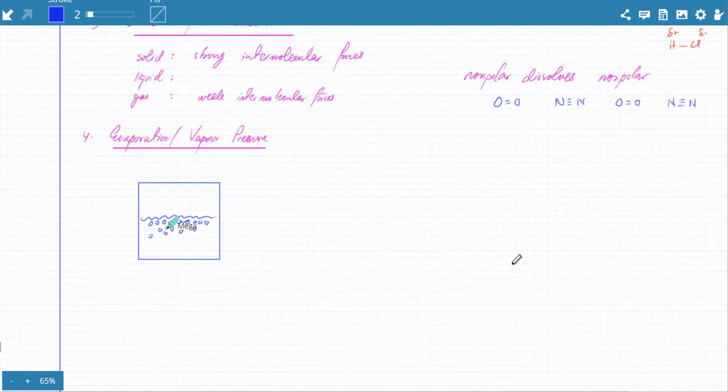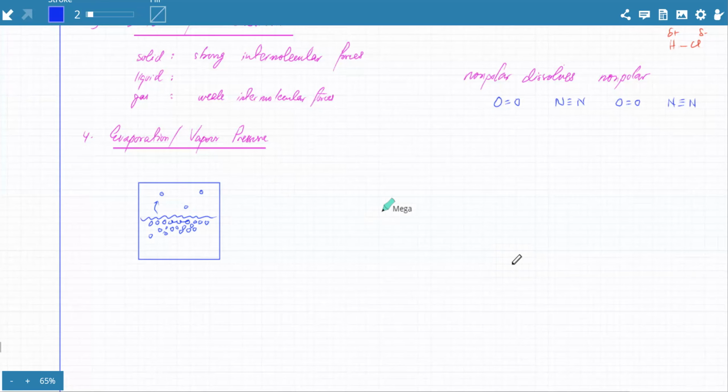At the top, you get these particles over here. A few of them would be very energetic, so they would break the intermolecular forces and overcome the attractive forces, and they would change into gaseous state, right? So that is evaporation.